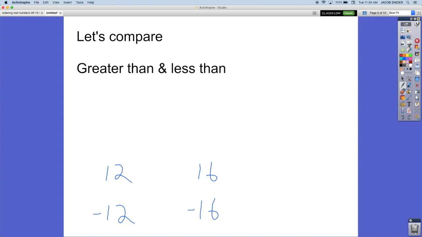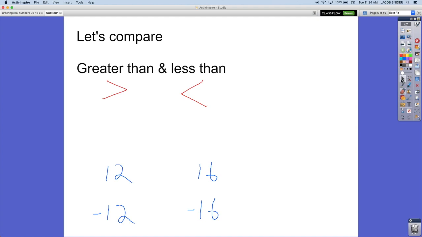Last thing for today. Let's compare greater than and less than. All right? So, just to refresh your memory, if I hold up my fingers in front of my face, greater than looks like this. Less than looks like that. Okay? Greater than and less than.